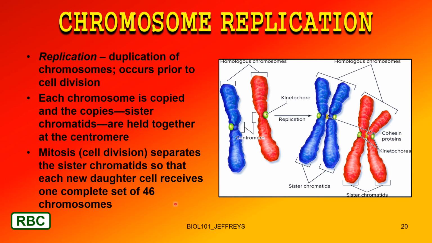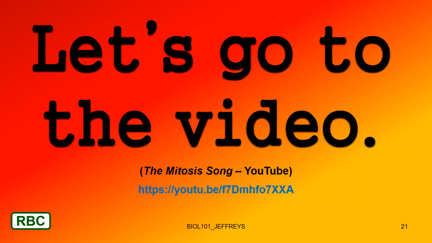It'll come up again. All right, so mitosis is a process of cell division that separates sister chromatids so that each new daughter cell receives one complete set of 46 chromosomes. We'll look at the process. I think it'll make more sense. Okay, so here's just a kitschy way of presenting mitosis to you. This little video is called the mitosis song. I only put it in there for comic relief.